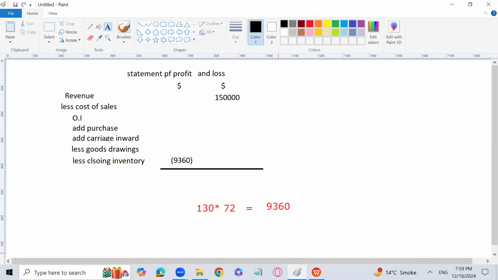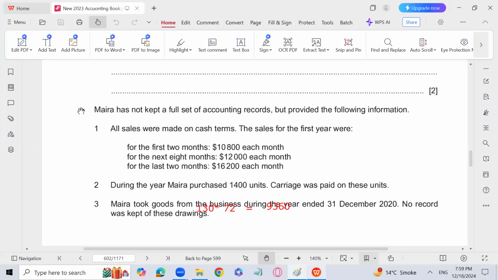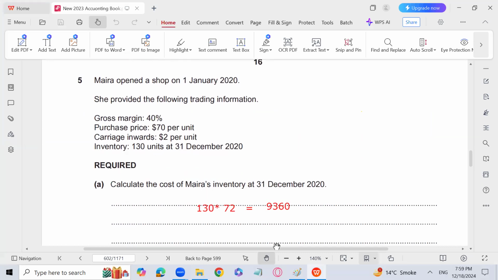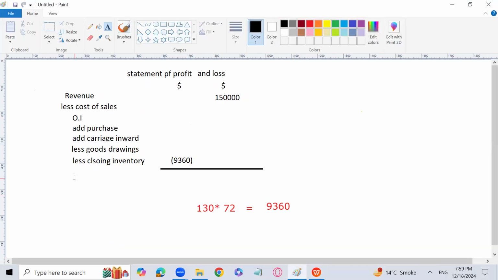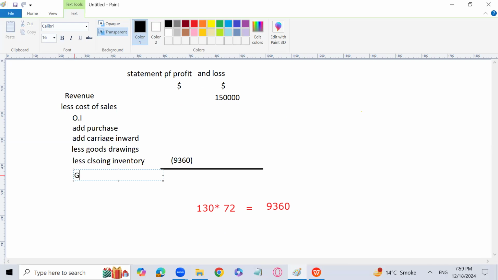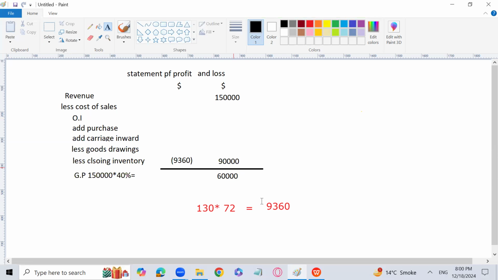Now I can calculate the gross profit directly because it is given in the question that 40% is the gross margin. So the gross profit is going to be 1,50,000 multiplied by 40%. That is going to be 60,000. 1,50,000 minus 60,000 is going to be 90,000. So 90,000 is going to be the cost of sales. Now we will go reverse.